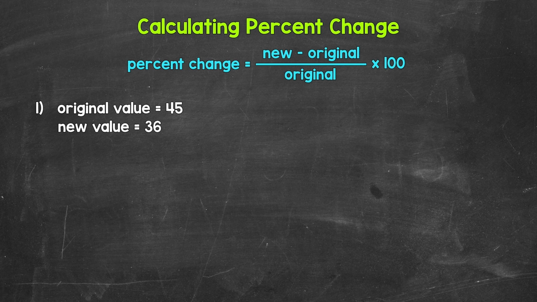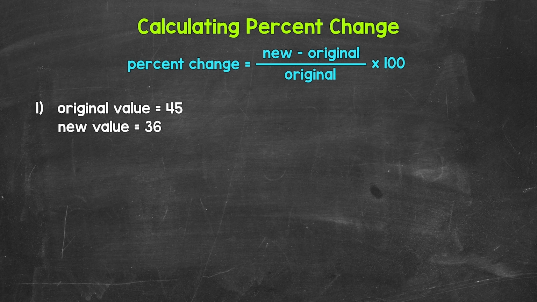Let's jump into number 1, where we have an original value of 45 and then a new value of 36. We had a change. The original value, 45, decreased to 36. So we need to figure out the percent change we have here.